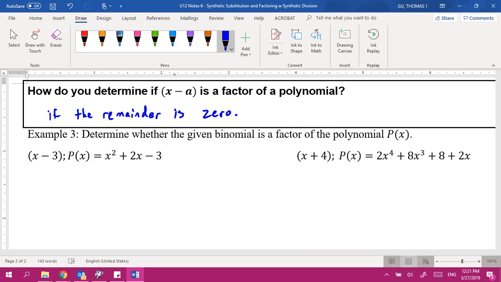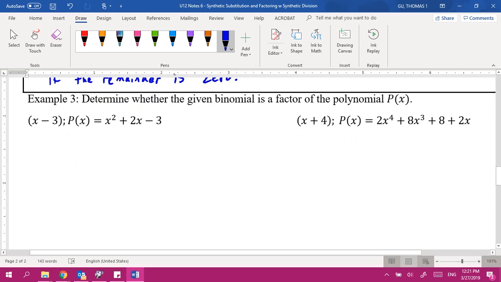If you divide a polynomial by a binomial, if the remainder is 0, then it is a factor. So all you have to do to check if a binomial is a factor of the polynomial is do the division, use synthetic division, and check the remainder. Is it 0 or is it not 0? If it's 0, then it's a factor. If it's not 0, it's not a factor. Okay, so let's take a look at some examples.